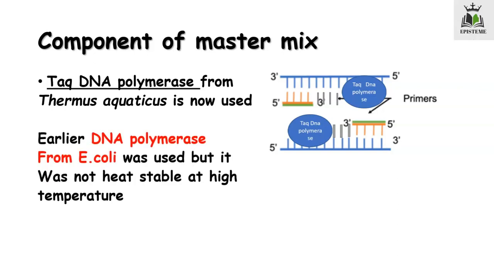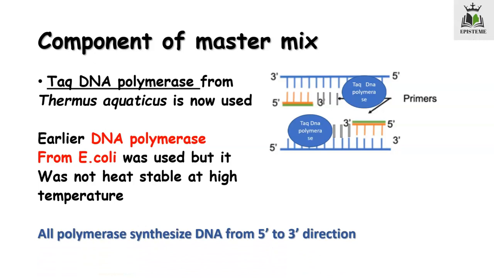As I already mentioned, the DNA polymerase from E. coli that was used earlier is not used now because it denatures at a high temperature. And all polymerases synthesize the DNA in the 5' to 3' direction.